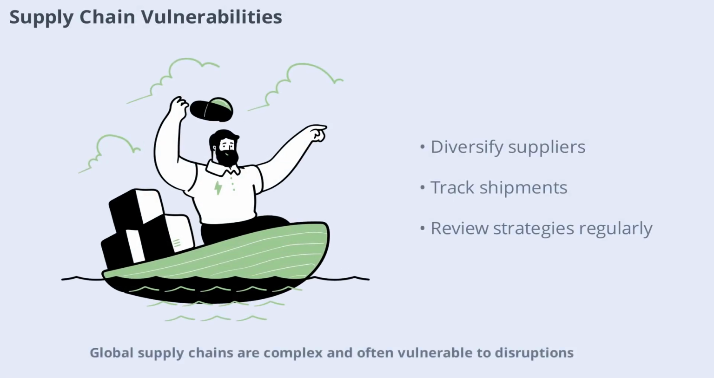Global supply chains are complex and often vulnerable to disruptions. Natural disasters, political events, or logistical failures can delay shipments and increase costs. To reduce supply chain risk, companies should diversify suppliers, build inventory buffers, and use technology to track shipments in real time. Establishing strong relationships with logistics partners and regularly reviewing supply chain strategies can further enhance resilience.